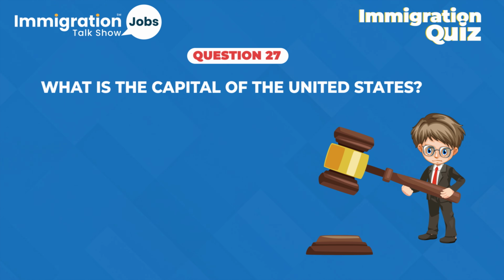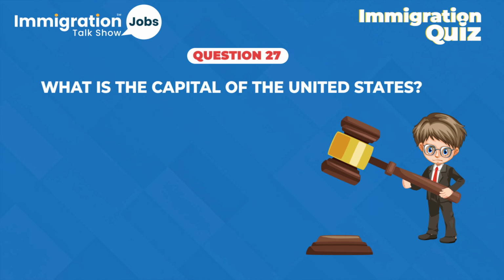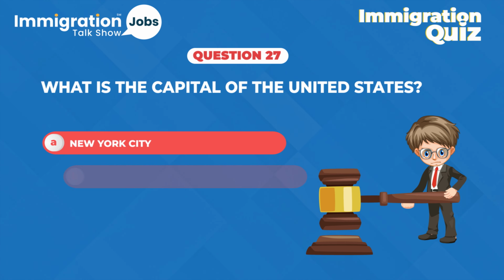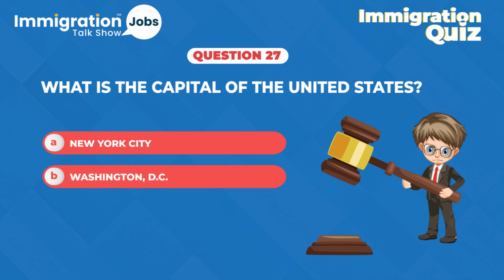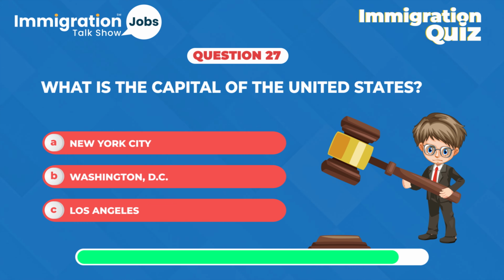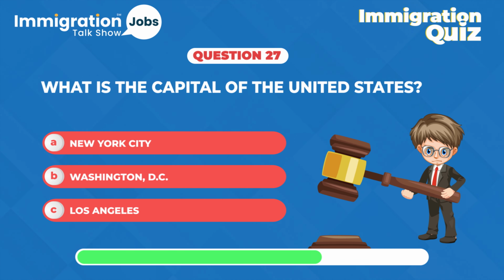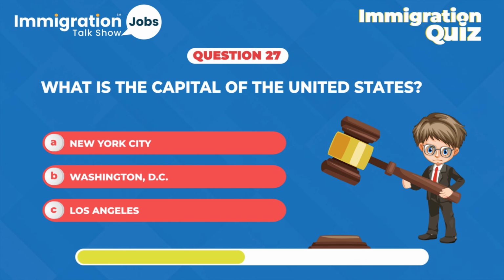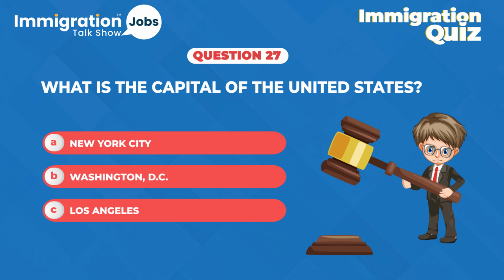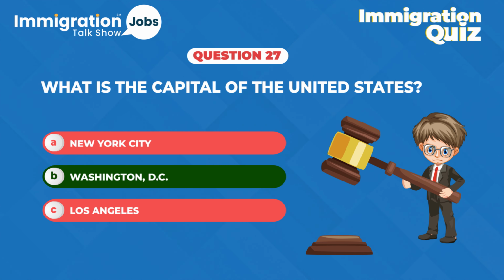What is the capital of the United States? Option A, New York City. Option B, Washington, D.C. Or option C, Los Angeles. And the correct answer is option B, Washington, D.C.